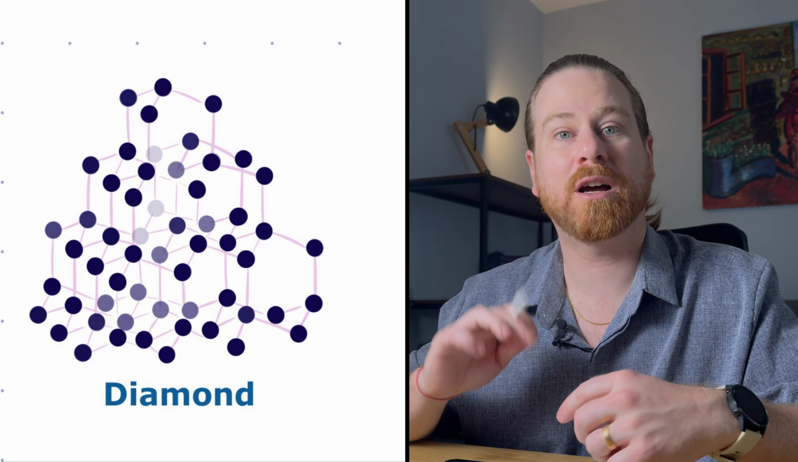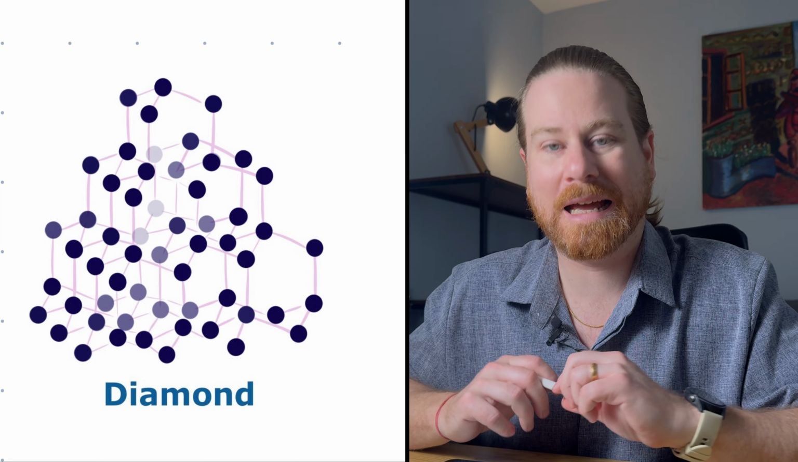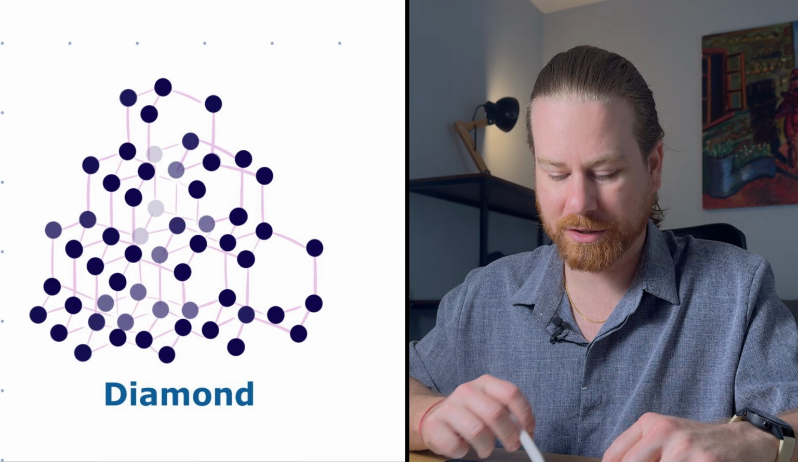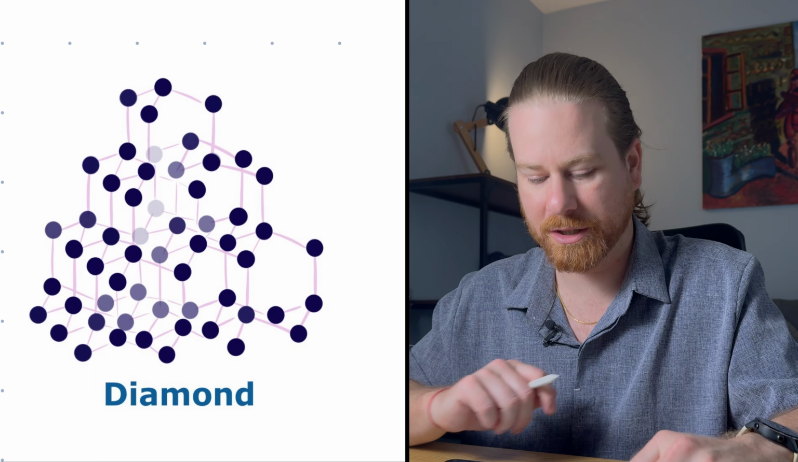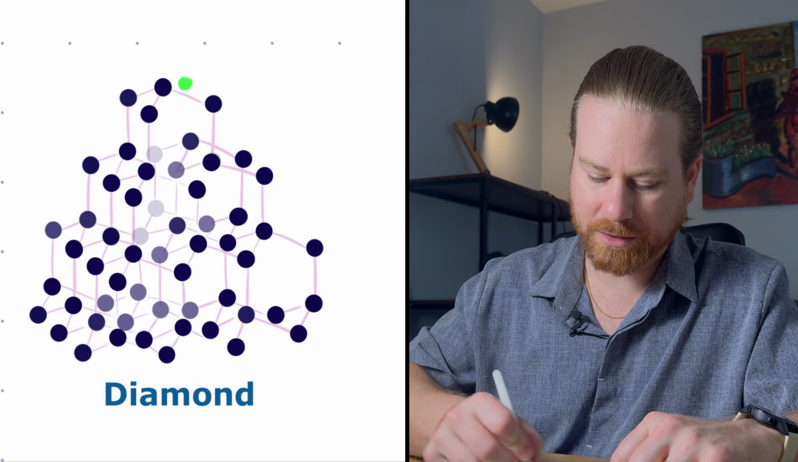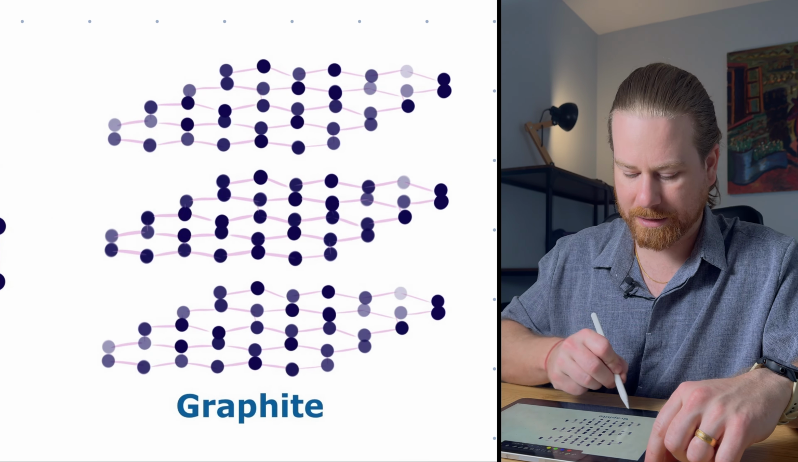So because of this, diamond has a very high melting and boiling point. It also does not conduct electricity because there's no free ions or electrons to move around to carry the charge. And it's very, very strong. So that is diamond. Now let's have a look at graphite.